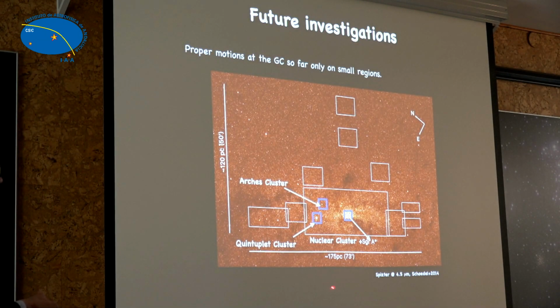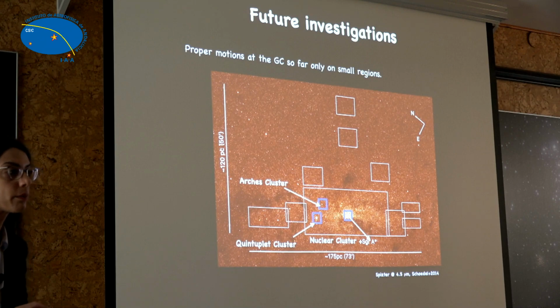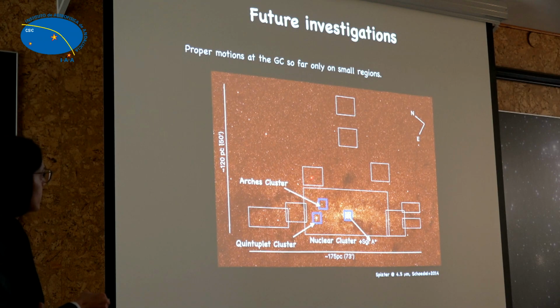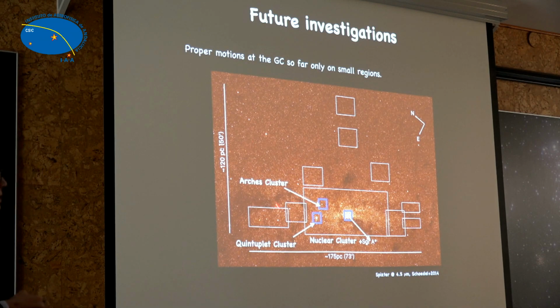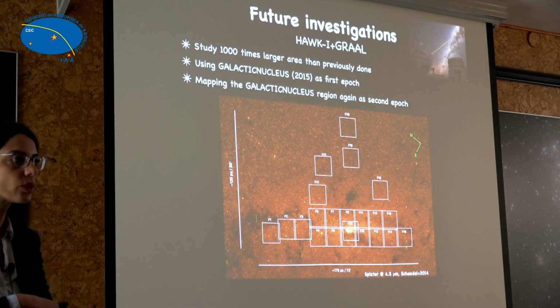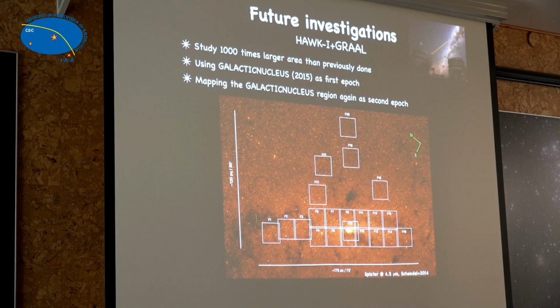So, as I said, proper motions so far have been done on small regions: Arches cluster, Quintuplet cluster, and nuclear cluster in the whole region of GC. These were the only places where people studied proper motion. But what we want to do now is to study all these regions that you see with white squares, and obtain the proper motions of them. So the region is 1,000 times larger than any previous study done.